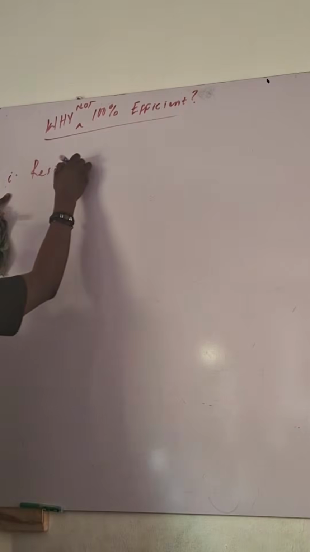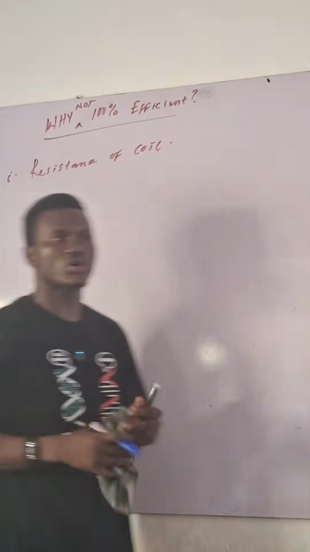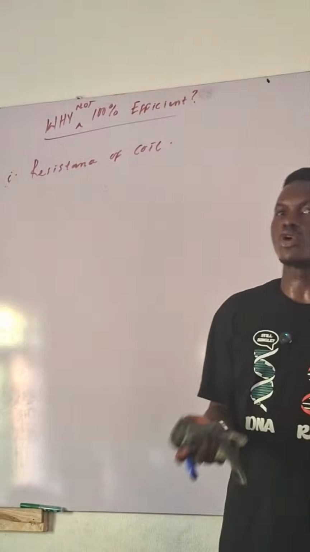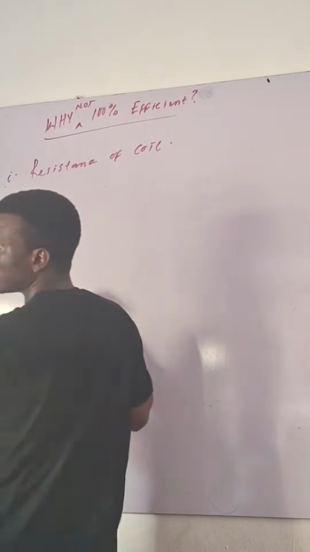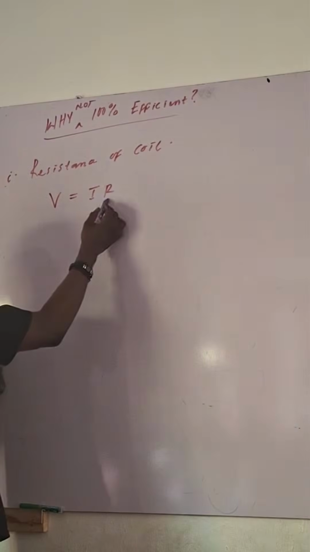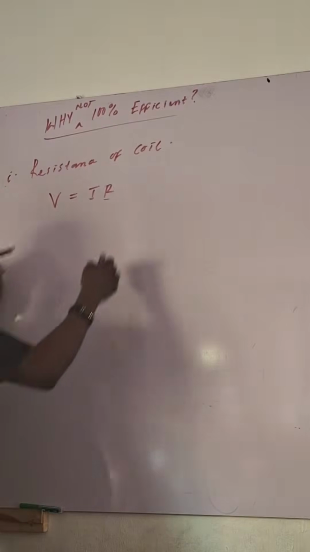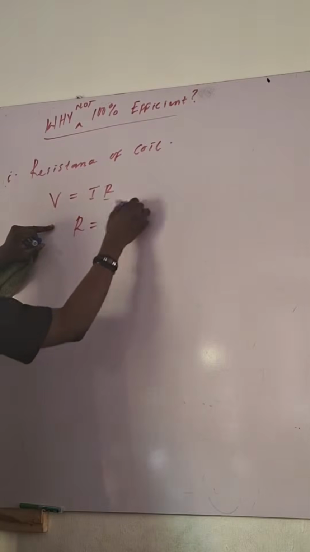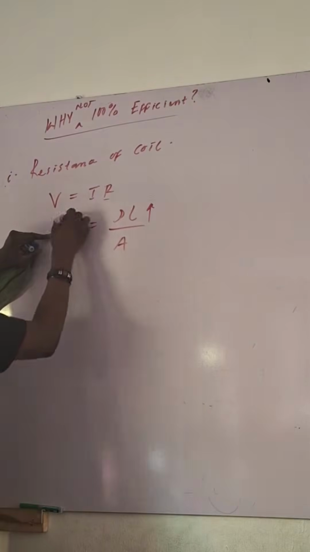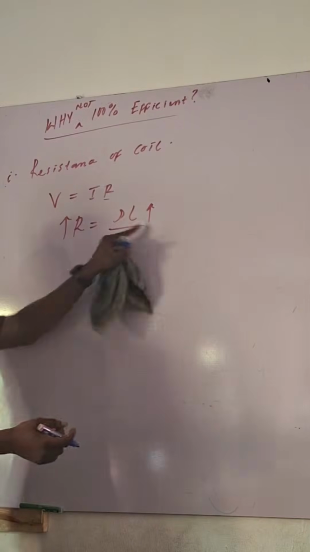Number one is resistance of the coil. You know, the coil is like a wire. And when you have a coil, for voltage, you remember, V is equal to IR. So if there is resistance, that can affect current, can affect voltage, all of those things in electricity. You also remember that R is equal to rho L over A. The higher the length of the coil, the higher the resistance. All these things are from electricity.